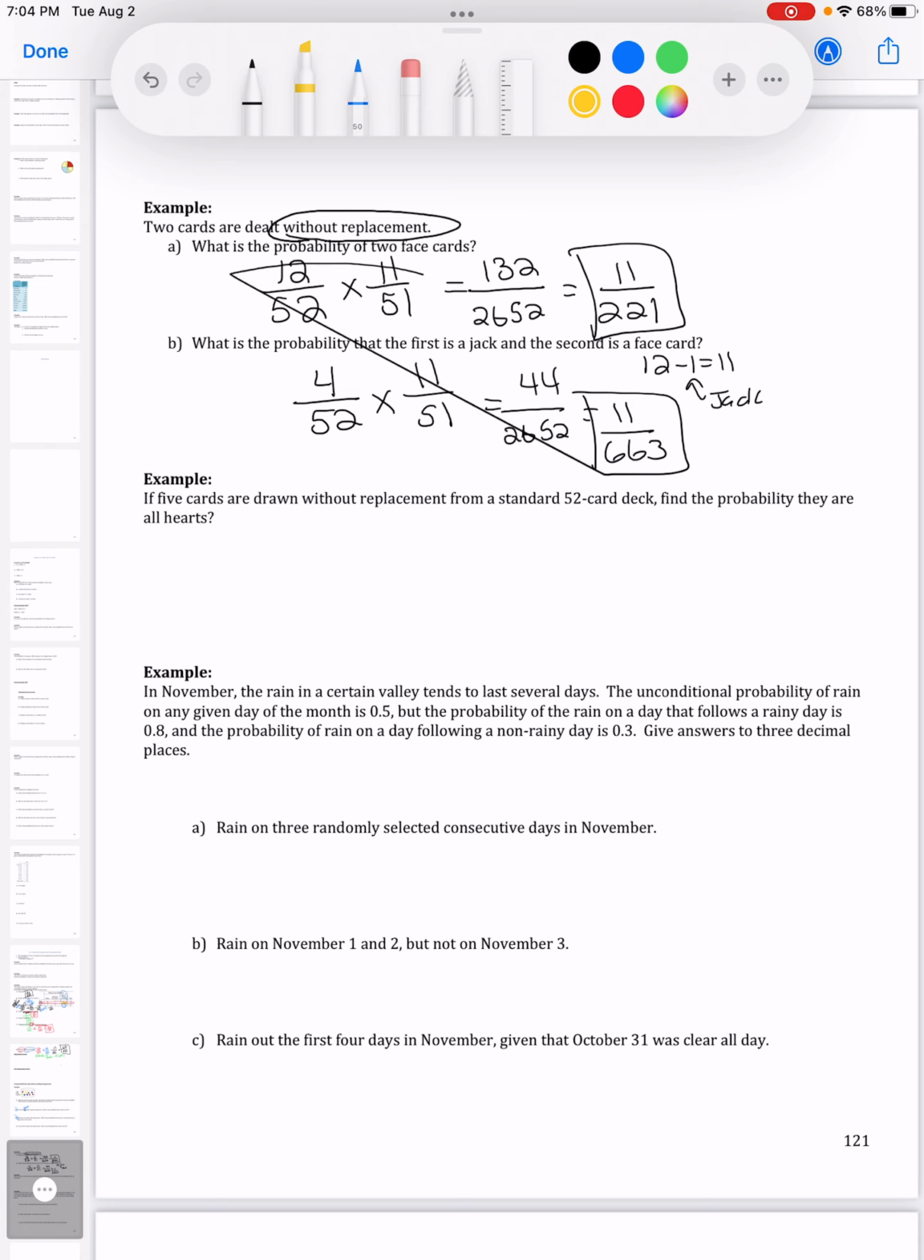I need to see your setup and your answer. If you want to show that middle step, you're more than welcome to, but we do need to have the setup, whatever you typed in the calculator, and then whatever your final answer is.